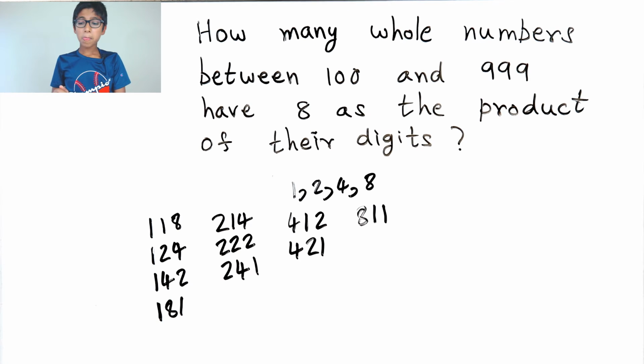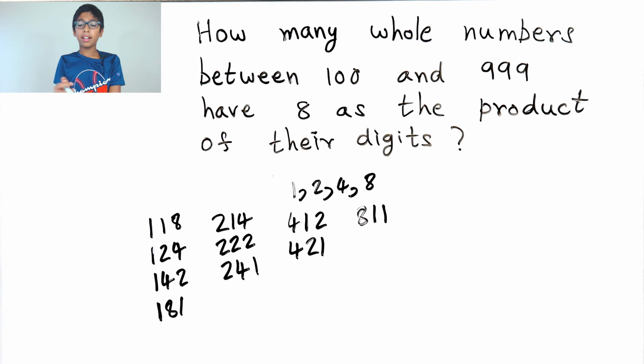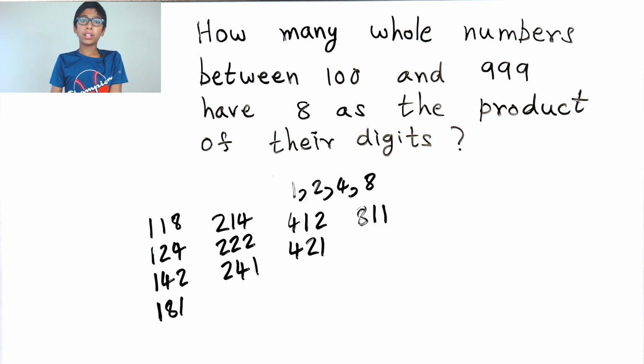Now, let's count. 1, 2, 3, 4, 5, 6, 7, 8, 9, 10. So, there are 10 whole numbers between 100 and 999 that have 8 as the product of their digits.